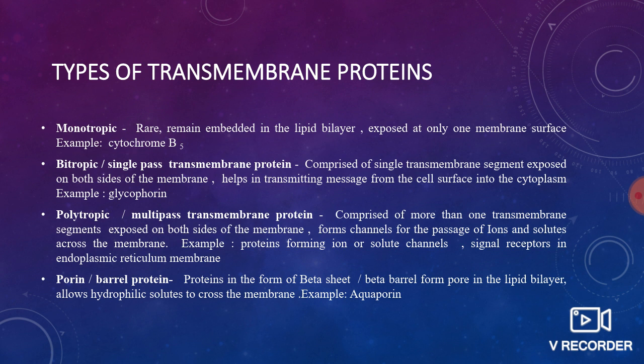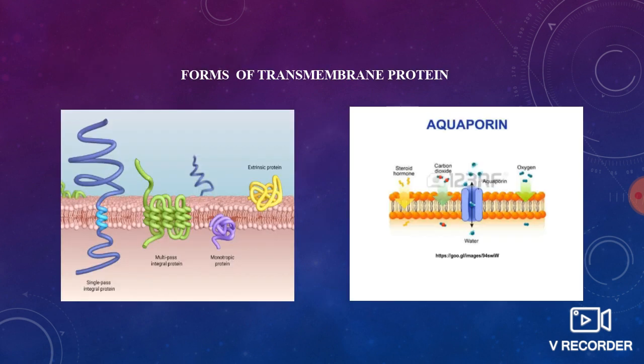Porin or barrel proteins are another type of transmembrane protein. Proteins in the form of beta sheet or beta barrel form a pore in the lipid bilayer. This allows hydrophilic solutes to cross the membrane. Example is aquaporin. The diagram shows different types or forms of transmembrane proteins.